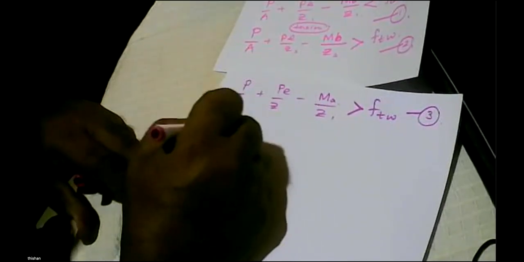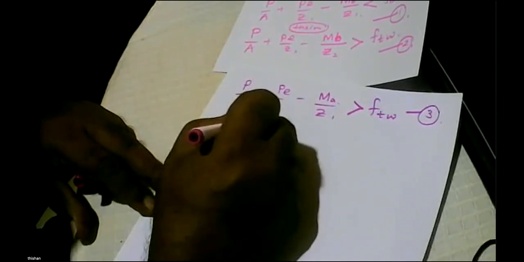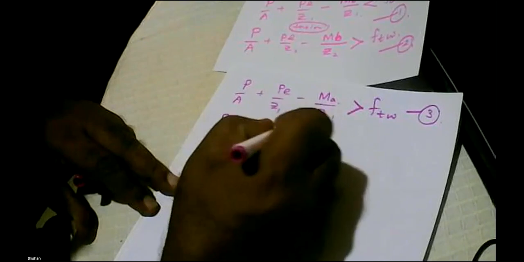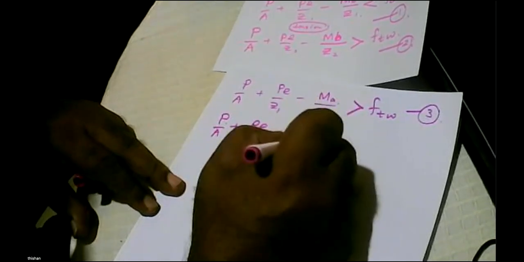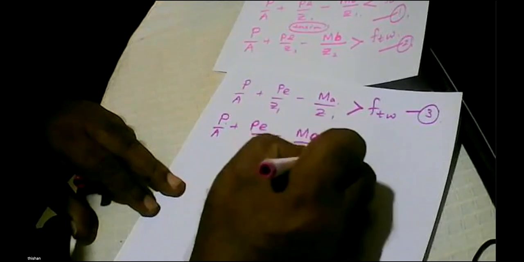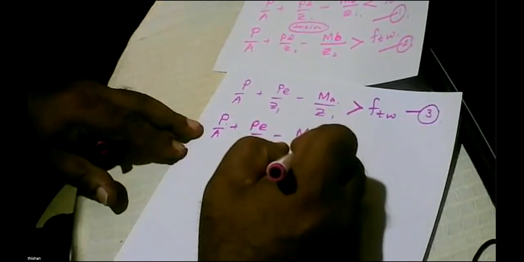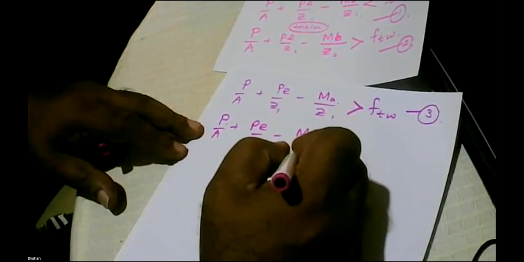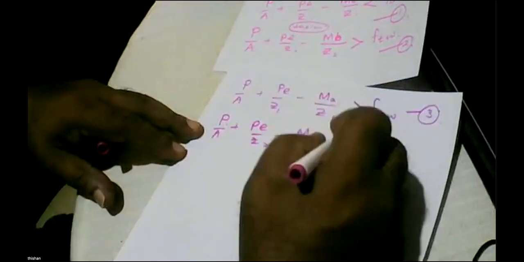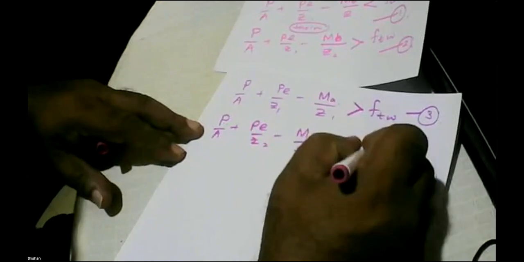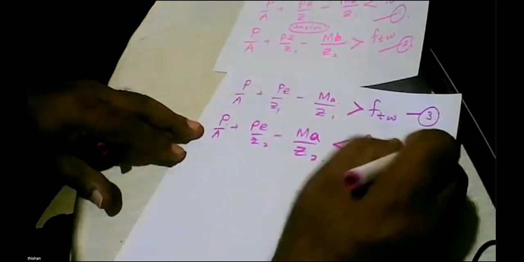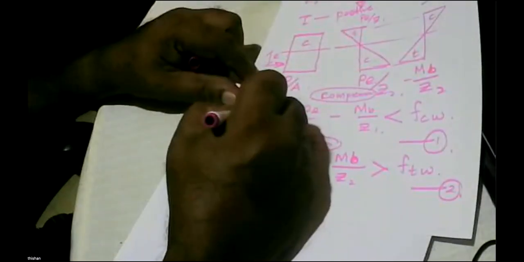Then you get another equation, P over A plus P e over Z2 minus MB over Z2, MA over Z2. Now these are the bottom fiber failing in compression. So because we are talking about a minimum, it has to be less than F compression. Now we are again getting 4 equations. And if you look at this equation, again you cannot say all these values will be RP.